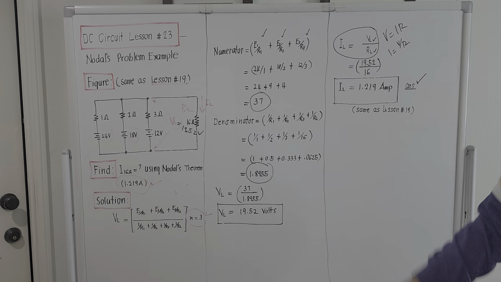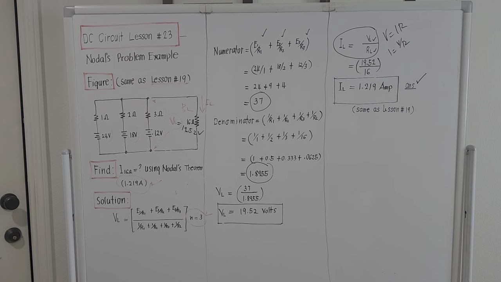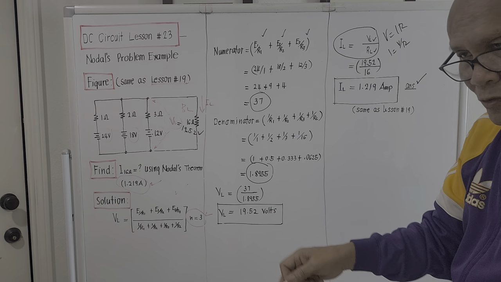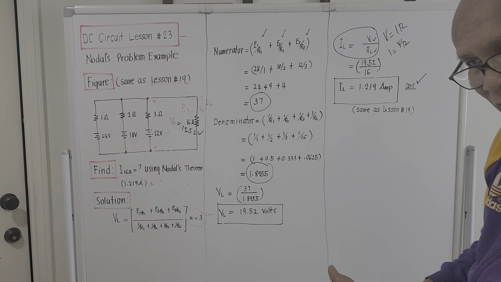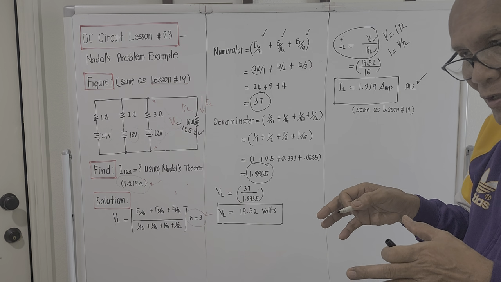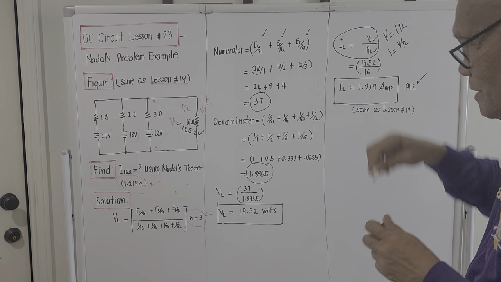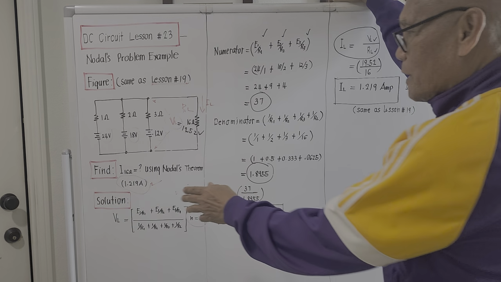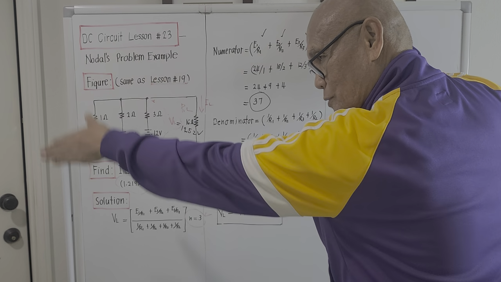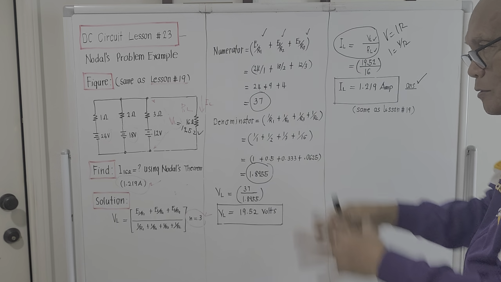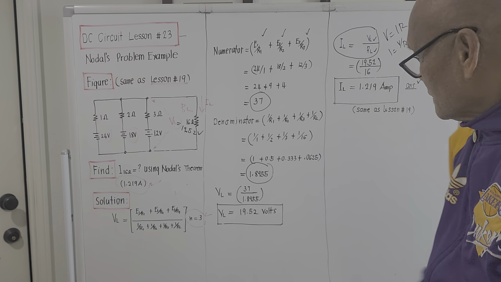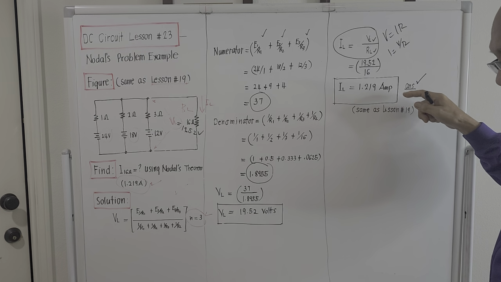It is the same as lesson number 19 using the superposition theorem. So actually, we fact check the lesson number 19 superposition theorem solution, because in lesson number 19 the answer, like what I said, is 1.219 amperes. I've got the record. You could go back to my lesson number 19. And now, by presenting the nodal theorem problem concept, what comes out is still 1.219 amperes.